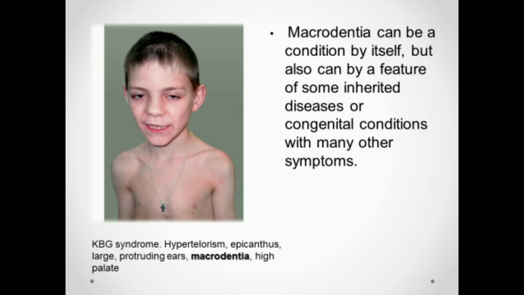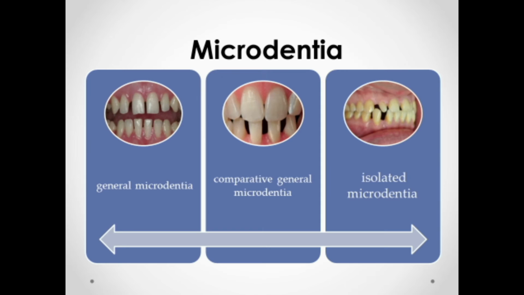Macrodenture can be a condition by itself, but also can be a feature of some inherited diseases or congenital conditions with many other symptoms. Microdenture is the medical term for too small teeth. It can be categorized into three groups: general microdenture, comparative general microdenture, isolated microdenture.